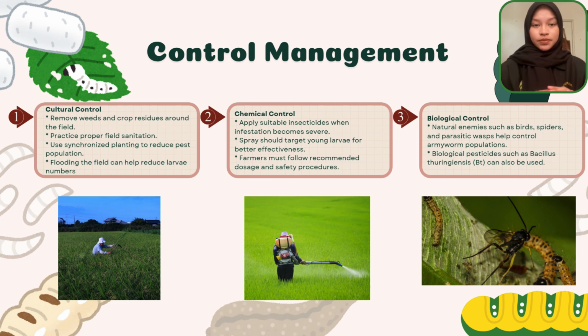Lastly is biological control. Natural enemies such as birds, spiders, and parasitic wasps help control armyworm populations. Biological pesticides such as Bacillus thuringiensis, or BT, can also be used.